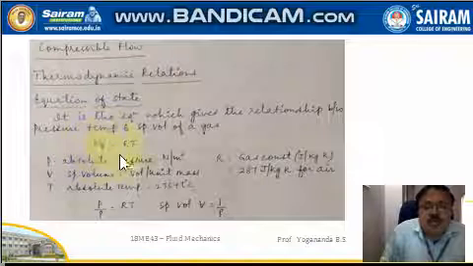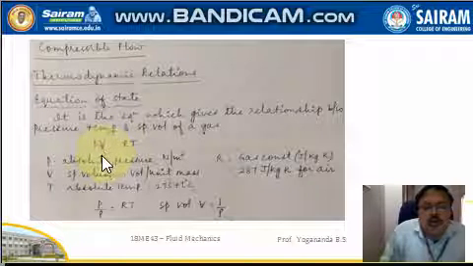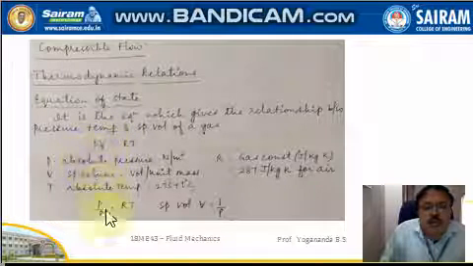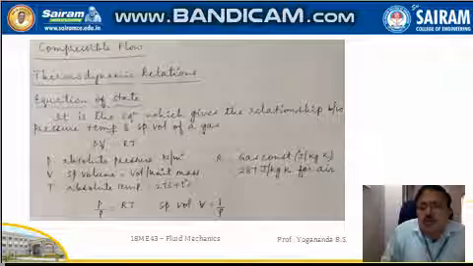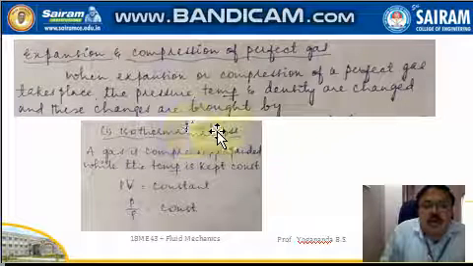In place of volume V, we are substituting the reciprocal of density. So V is taken as 1 by rho, and it is P by rho is equal to RT here. Then, expansion and compression of the perfect gas.